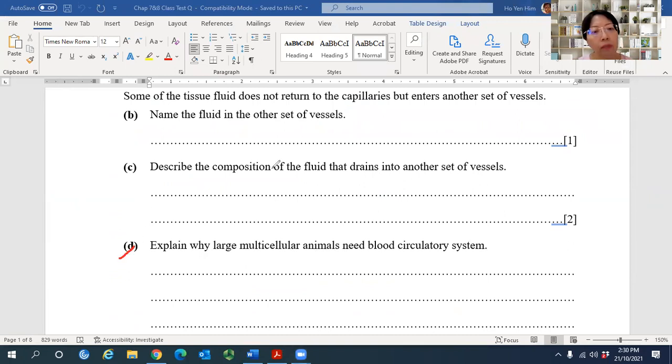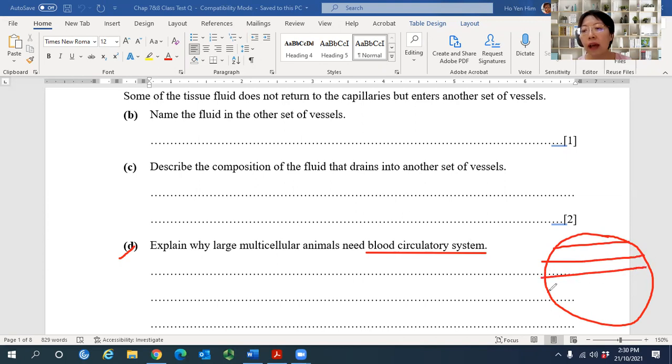So D, explain why large multicellular animals need a blood circulatory system. You already learned that as the organism goes from unicellular to multicellular, the size will increase. And when the size increases, if I divide this into individual cells, you start to see that a lot of cells are no longer directly exposed to the external environment for direct exchange of material. Let's say, for example, this multicellular organism is big, so what's the problem?